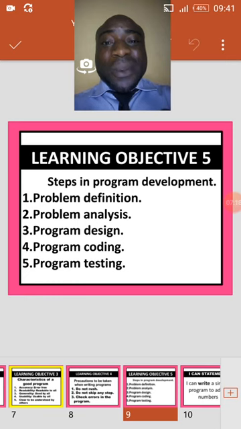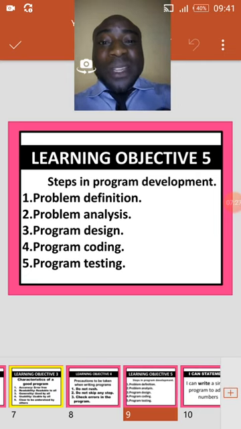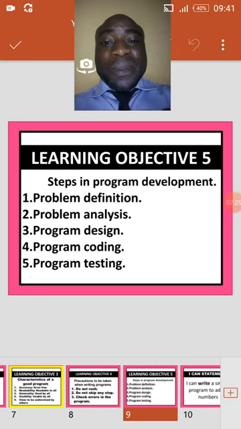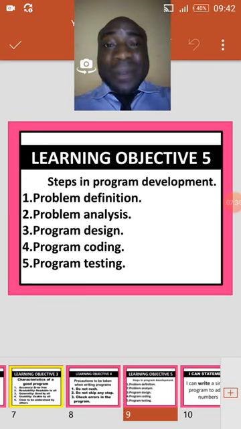The second one, problem analysis. The third one, program design. And the fourth one, program coding. Fifth, program testing. What do we mean by problem definition? In problem definition, a programmer identifies that there is a problem. Alright, I believe you understand that.